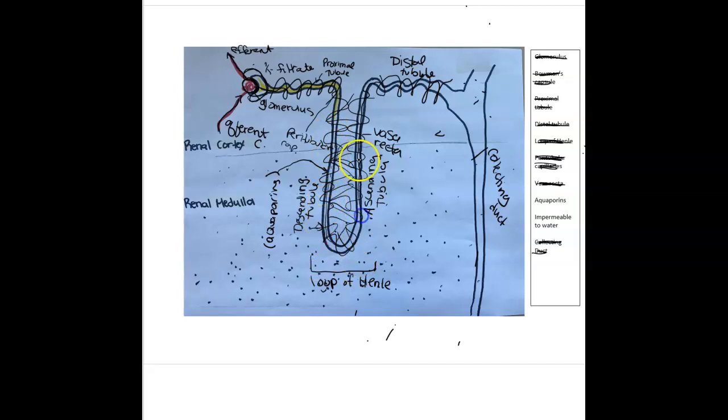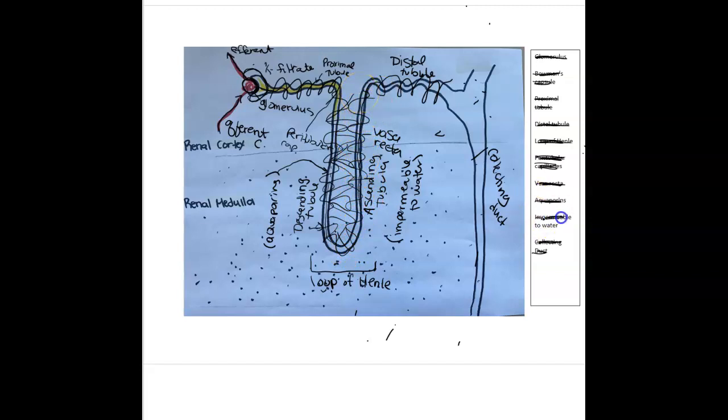However, the ascending tubule is impermeable to water. So water will not be passing through this side. And we'll talk more about why that is a little bit later. But I just want you to know that the descending side is filled with aquaporins, water's passing through, whereas when it's ascending, this is impermeable to water and water is not passing through.